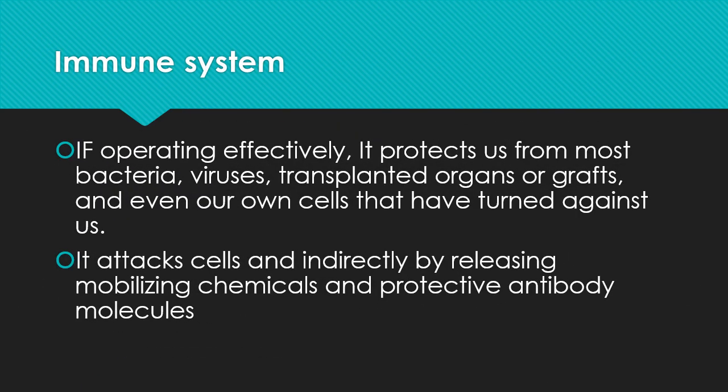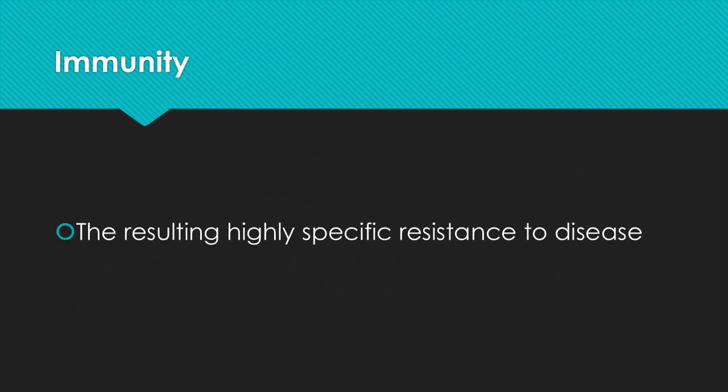the lymphocytes. If the immune system is operating effectively, it protects us from most bacteria, viruses, transplanted organs or grafts, and even our own cells that have turned against us. It attacks cells directly and indirectly by releasing mobilizing chemicals and protective antibodies. This is the resulting highly specific resistance to disease.